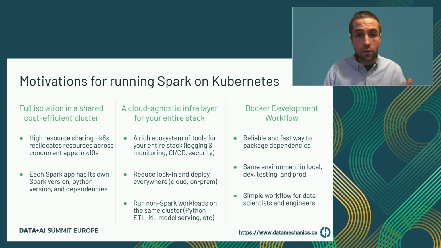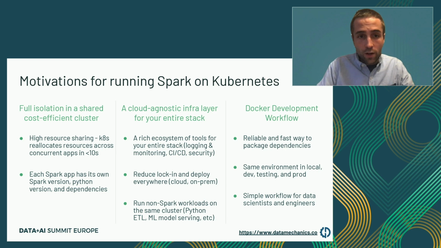And in fact, Kubernetes can reallocate capacity between concurrent apps in just a few seconds, so really quickly. And what you also get is the full stability of fully isolated applications. So each Spark app can have its own Spark version, its own Python version, its own dependencies.